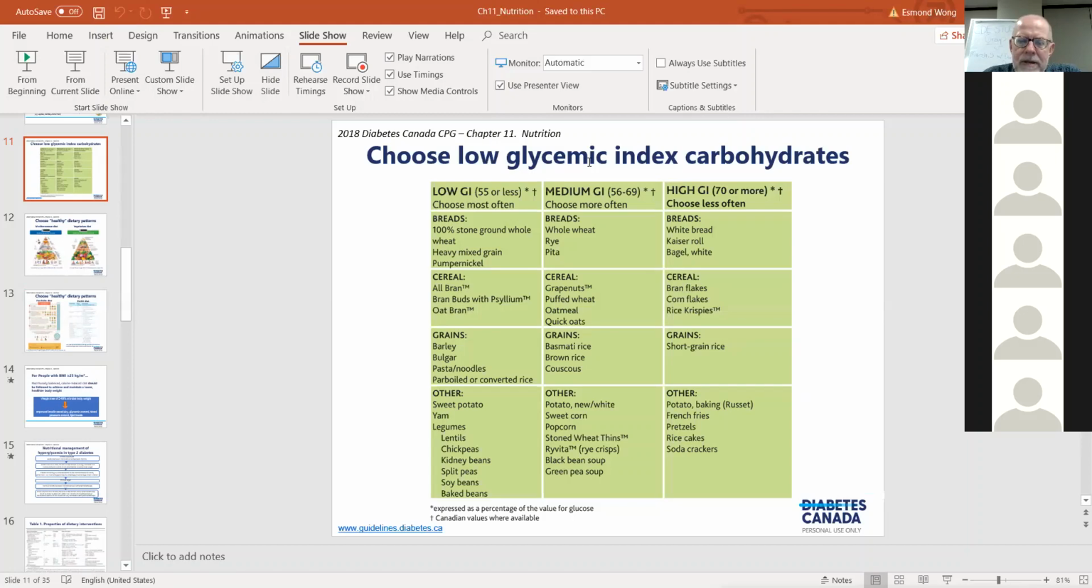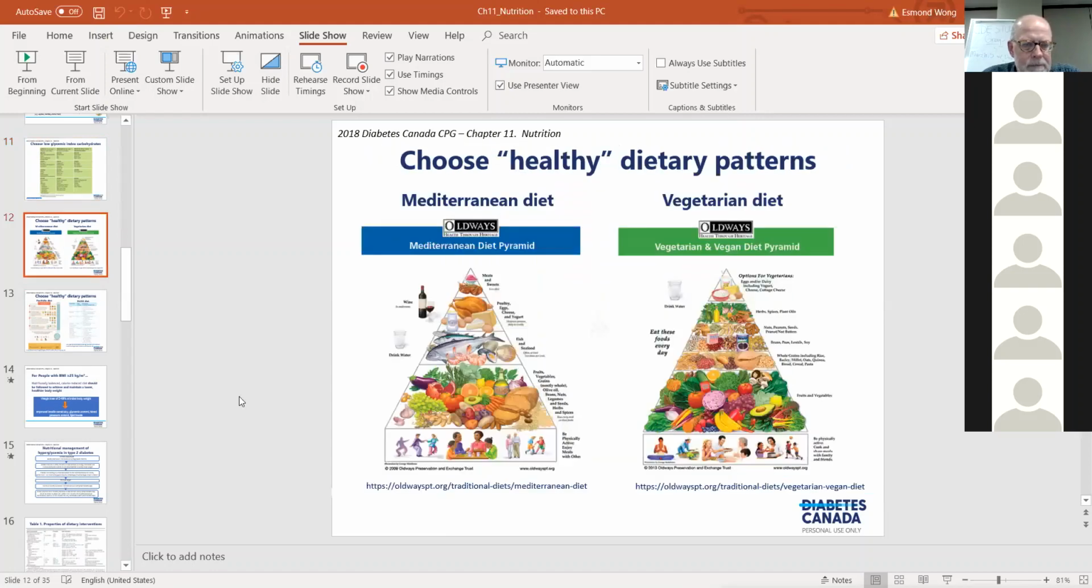I would discourage you from trying to memorize this, but just remembering the guidelines.